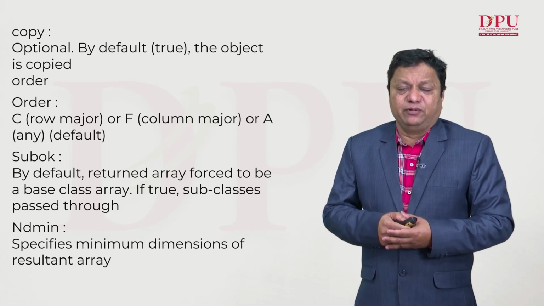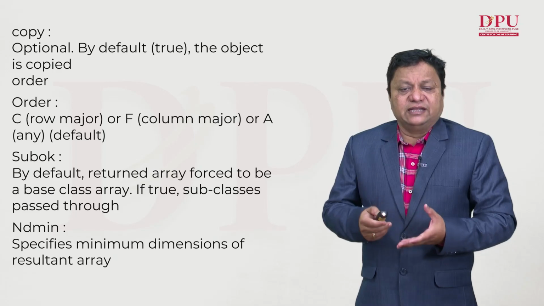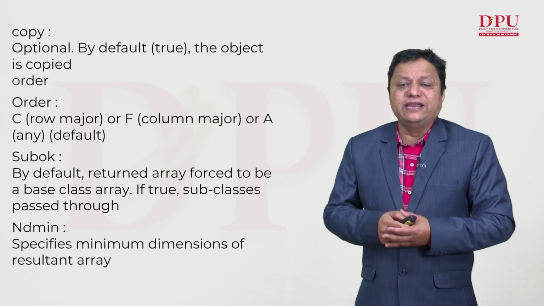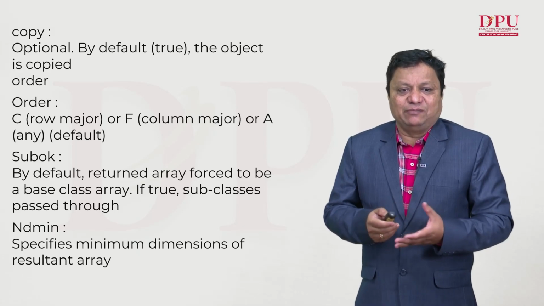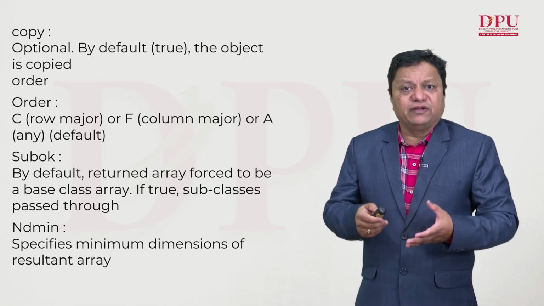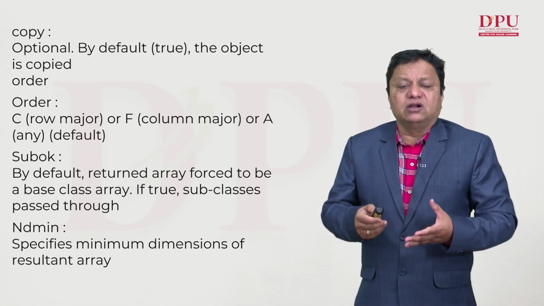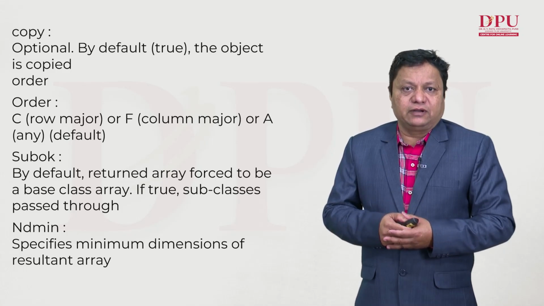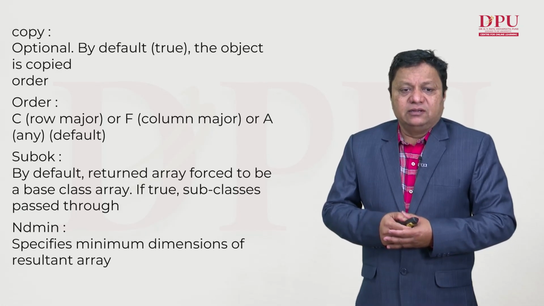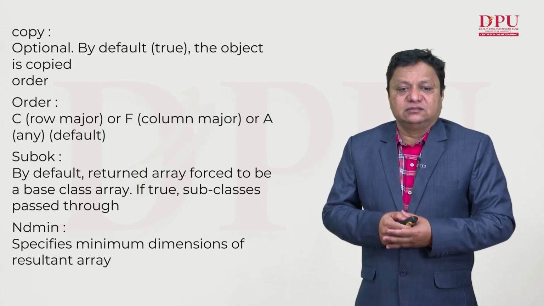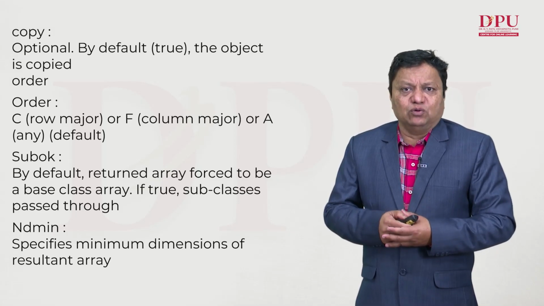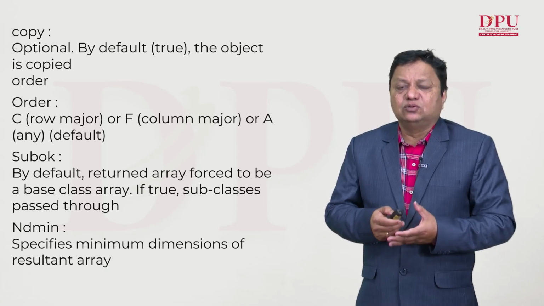The next attribute is the order, that is C for row major or F for column major, or A for any or default. So, it can accept the values like C as row major, F as column major, or A as any default item. Subok by default returns an array forced to be a base class array. If true, the subclass is passed through.